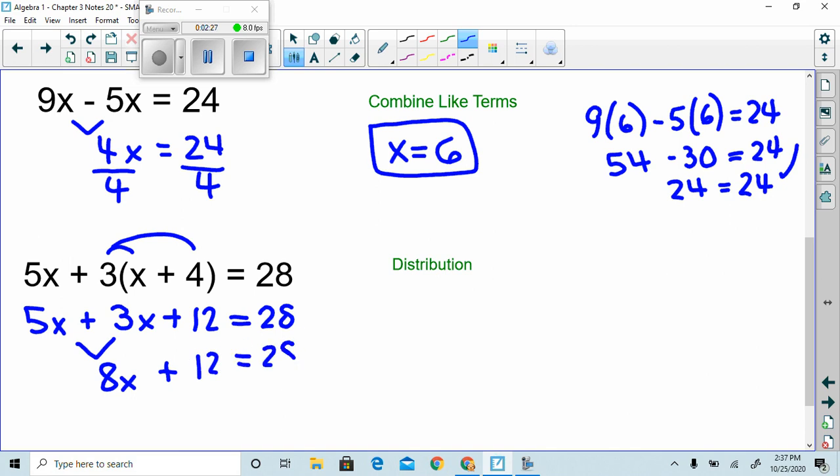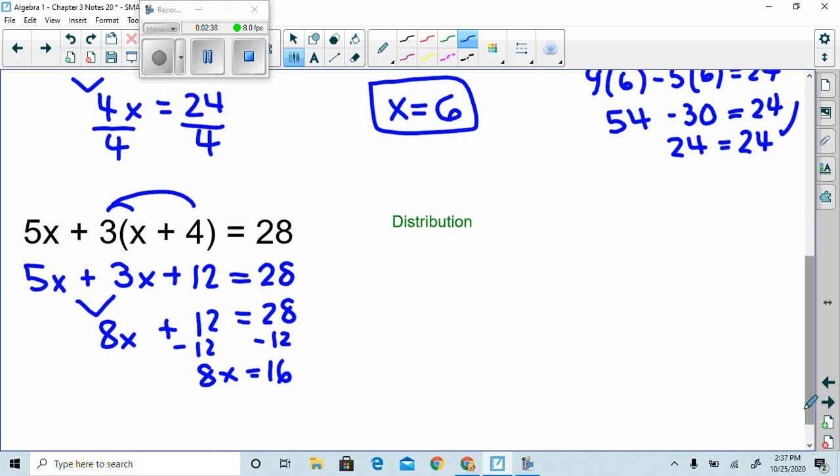I'm now up to the inverse operation portion of simplifying. I get 8x is equal to 16, and there's one last step here. Let's divide both sides by 8. My solution is x is equal to 2.